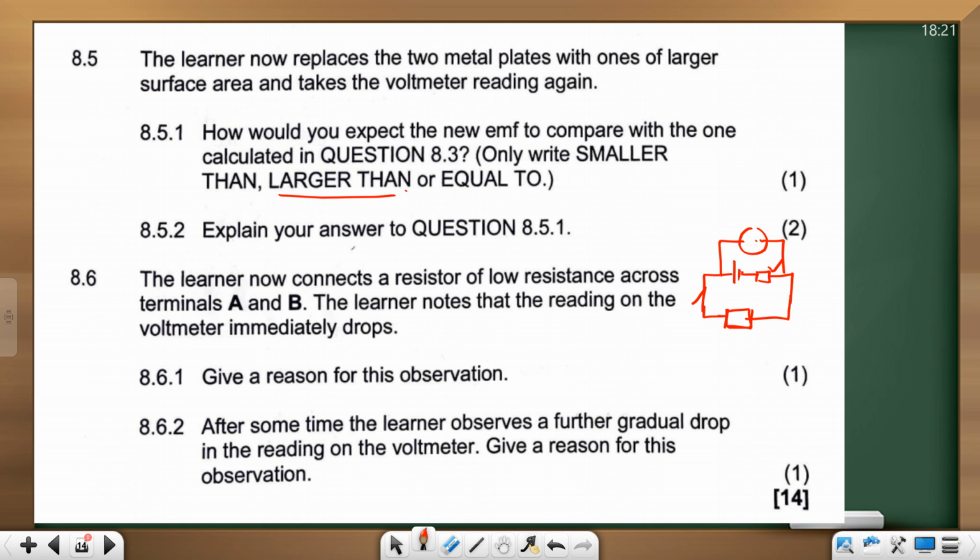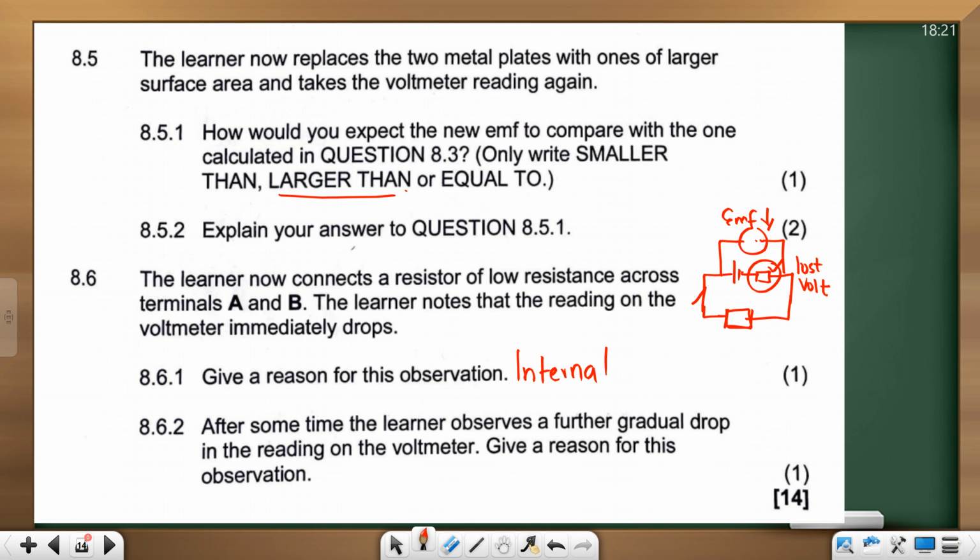Do you notice the total resistance of the circuit has increased? Make sense? It means we're going to have what you call lost volts. And the EMF will do what? Decrease, because voltage is lost due to the internal resistance. I'm done. Give a reason for this observation.